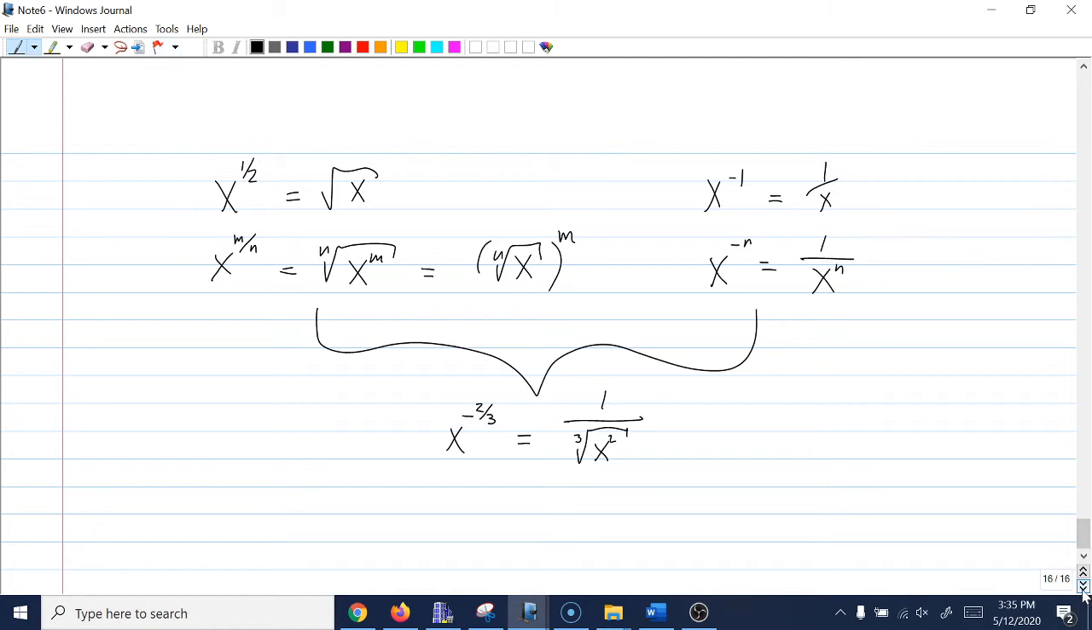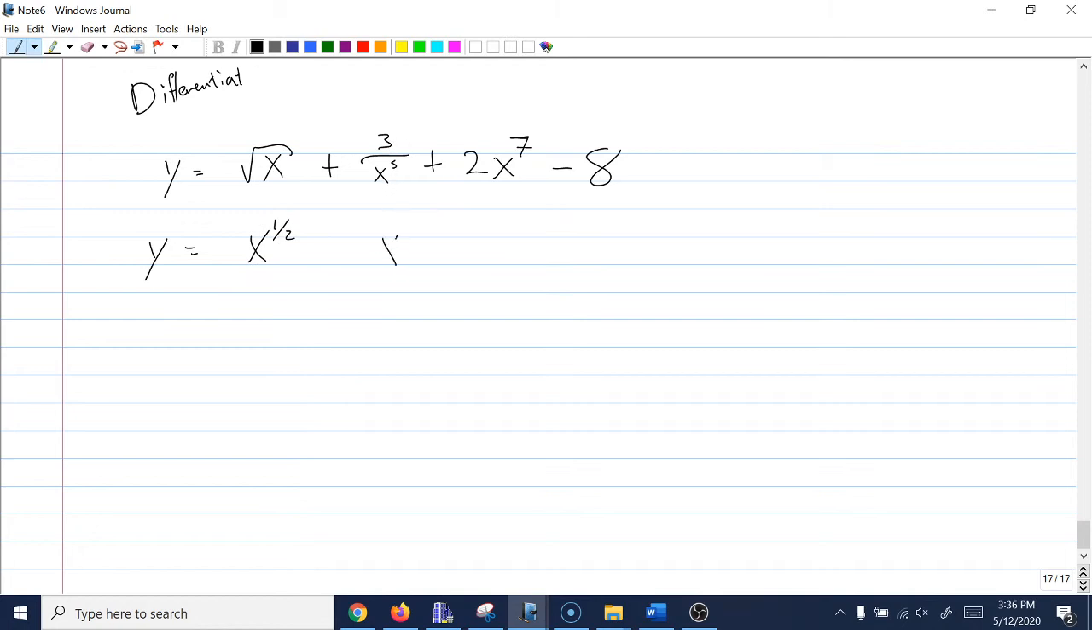And the reason you need to know them is that if I write down y equals the square root of x plus 3 over x to the 5th plus 2x to the 7 minus 8, and I tell you to differentiate it, you can do that. It's just the power rule, but you need to be able to rewrite these things as powers. Square root of x means x to the 1/2. Dividing by x to the 5th means this is a power of x to the negative 5. The 3 is still a 3. This is still 2x to the 7 minus 8.